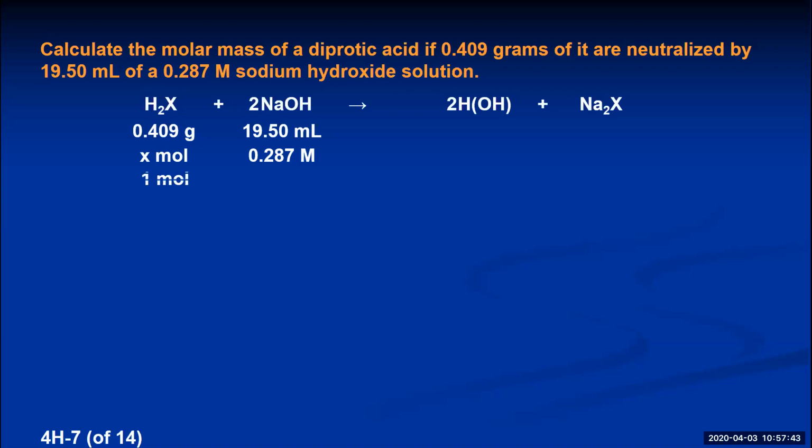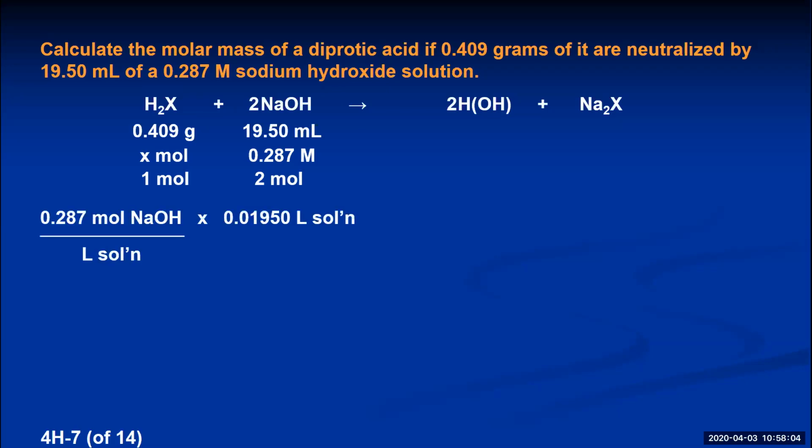The important relationship from the balanced equation: 1 mole of H2X reacts with 2 moles of NaOH. Start the problem with whatever you can convert into moles. You cannot convert 0.409 grams of H2X into moles because you don't know its molar mass. You have to start with the sodium hydroxide data. There's no other choice. So take its molarity and multiply it by its volume.